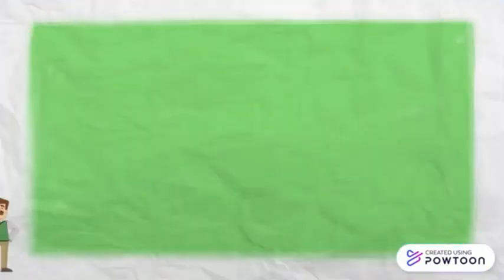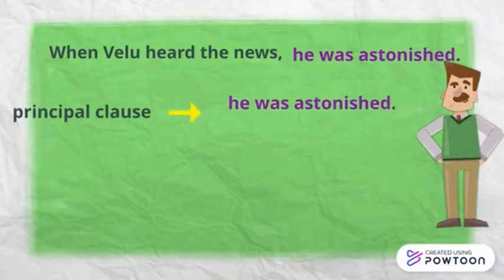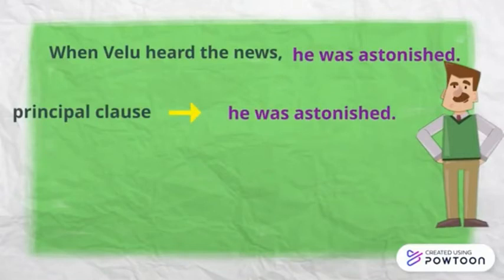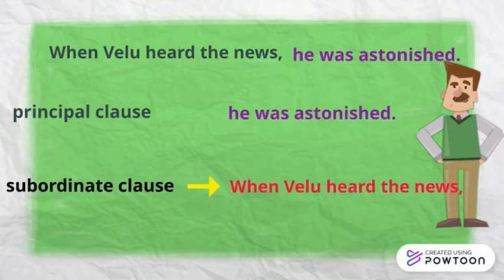Let us read the example. When Velu heard the news, he was astonished. Here, the principal clause is he was astonished because it has a subject, he, and the predicate, was astonished. It also gives complete meaning. So, it is a principal clause or a main clause. Here, the subordinate clause is when Velu heard the news. Though this clause has subject and predicate, it cannot stand on its own as it begins with a subordinating conjunction, when.